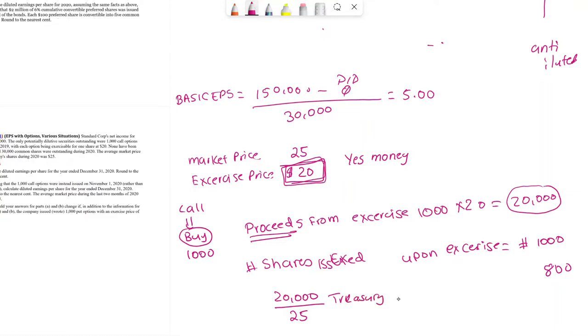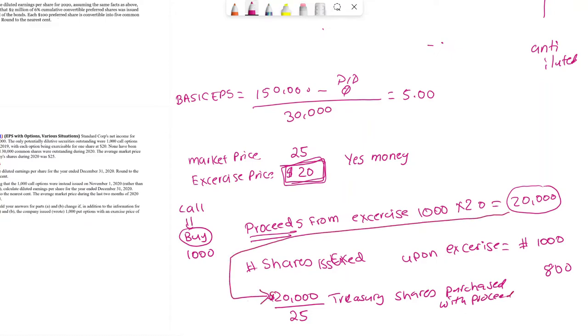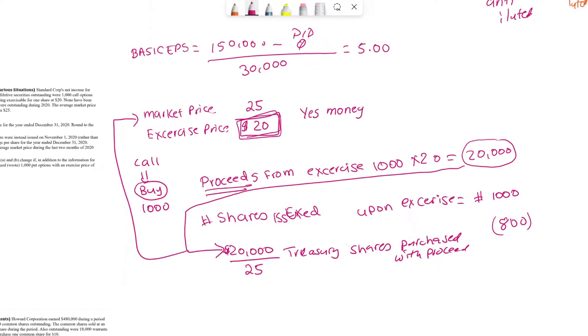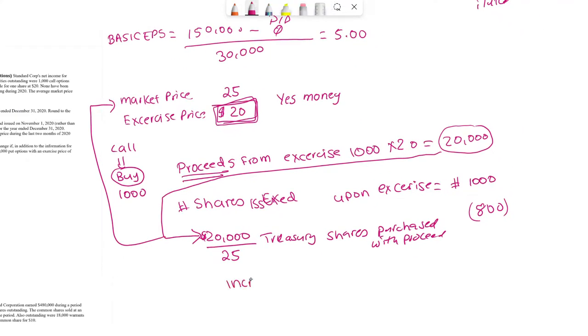So the term here is treasury shares purchased with proceeds. Your proceeds were $20,000. The market price of the shares is $25. So how many shares can you purchase with the proceeds you got? In this case, we got 800. The difference between the two is called the incremental shares. So how many incremental shares is that? The difference between the two is 200.